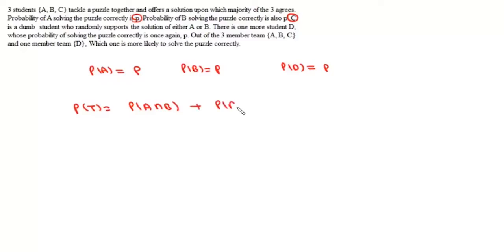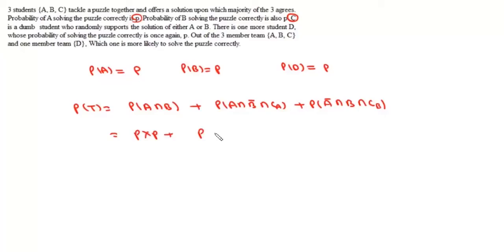Plus A gets it correct, B doesn't get it correct, and C supports A. Plus probability that A doesn't get it right, but B got it right, and then C supports B. Now probability of A intersection B is probability of A times probability of B, since the two events are independent. So this probability will be simply P times P.